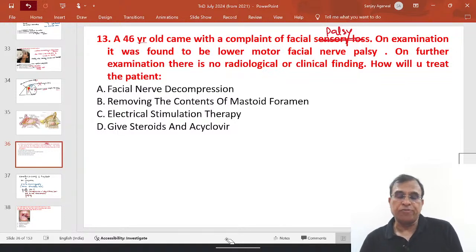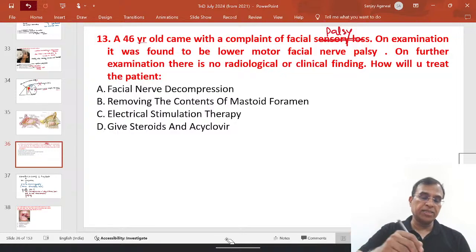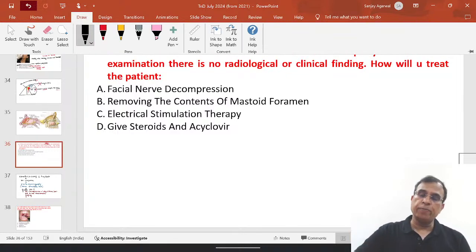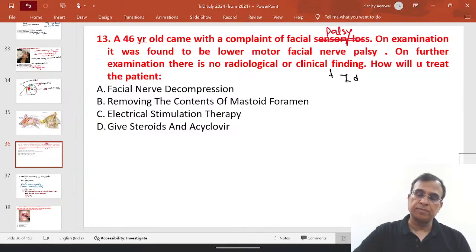This is a very simple, straightforward question. I think everybody can answer this without any problem. If you can't answer this question, there is a problem. So what is the answer? There is a facial palsy, lower motor neuron type. So how do you treat? Without any findings, that means this is idiopathic. And idiopathic facial nerve palsy is also called Bell's palsy.